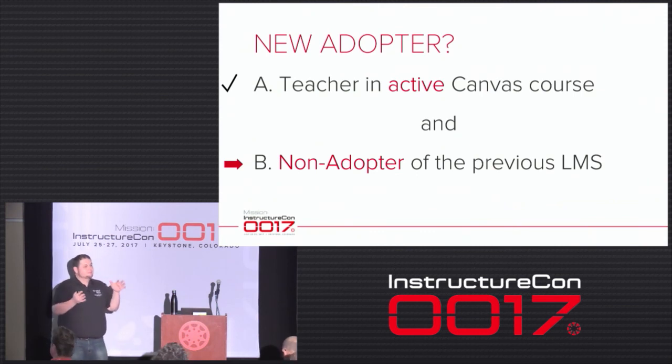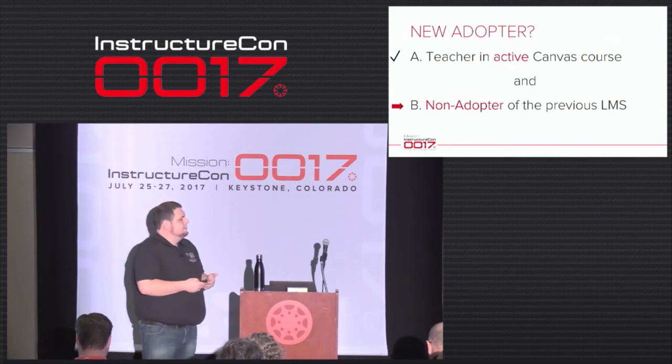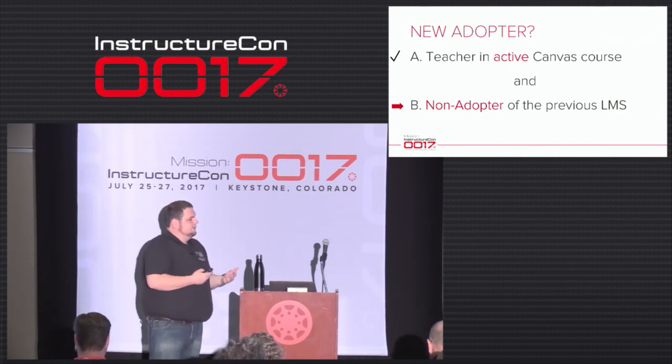So that's all part A of the definition of what a new adopter will be. It's going to be somebody who has a teacher enrollment in at least one course that has activity, right? An activity is a student access and some content. The second type is looking for somebody who's a non-adopter of the previous LMS.